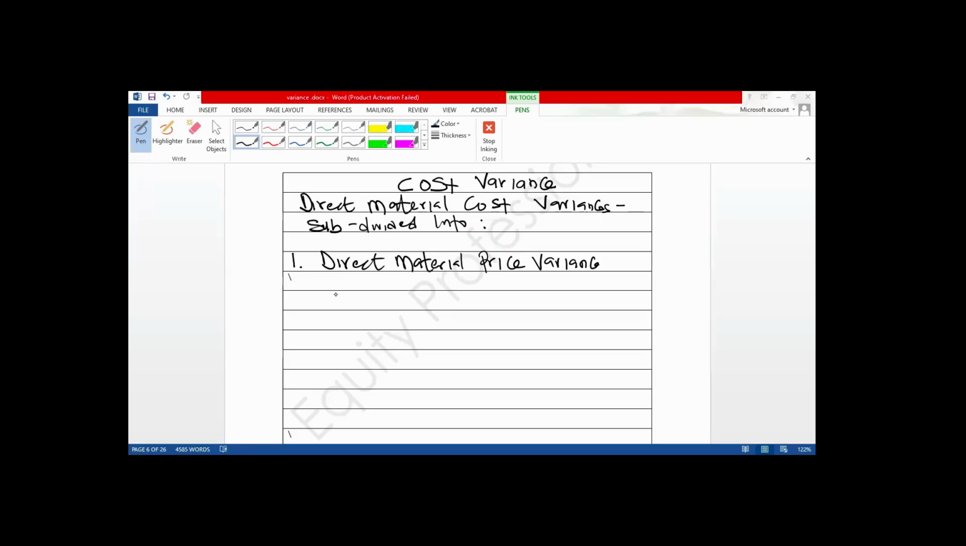Now look at the formula for direct material price variance. The formula is standard material price minus actual material price, multiplied by actual quantity of material purchased.